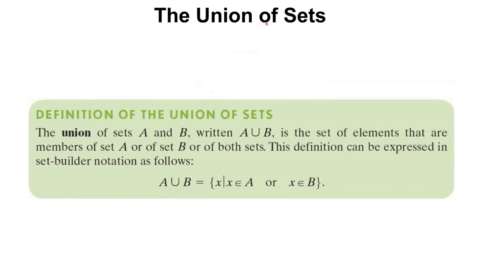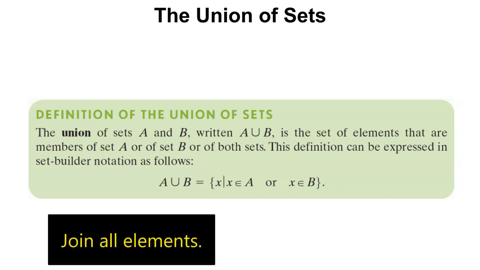Let's discuss the union of sets. The union of set A and set B is written using this symbol here. This is used to denote union. And this pertains to the set of elements that are members of set A or of set B or of both sets. Meaning to say, you are just going to get all the elements of all sets. You just have to gather all elements of both sets. So when you say union, you're just going to join the sets. This is how we're going to define the union of two sets. A union B is the set of all x such that x is either in A or in B.